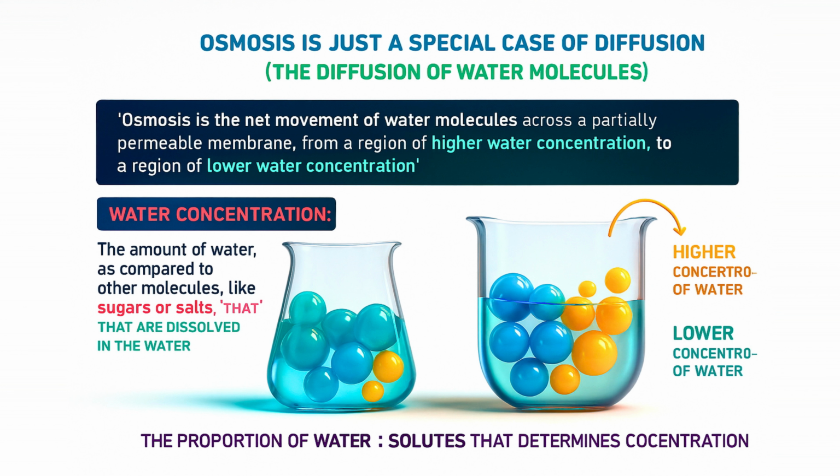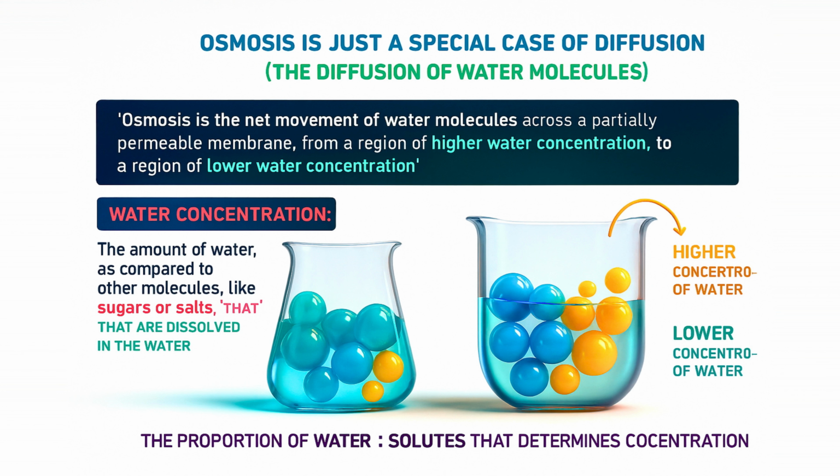To illustrate this, imagine two beakers that each contain the same total volume of water, where water molecules are shown as blue particles. If we add one solute particle to the left beaker and three solute particles to the right beaker, then the right beaker will have a higher solute concentration. Since the right beaker contains more solute molecules, it has fewer water molecules per unit of solute, and therefore it has a lower water concentration. In contrast, the left beaker with fewer solutes has a higher water concentration.